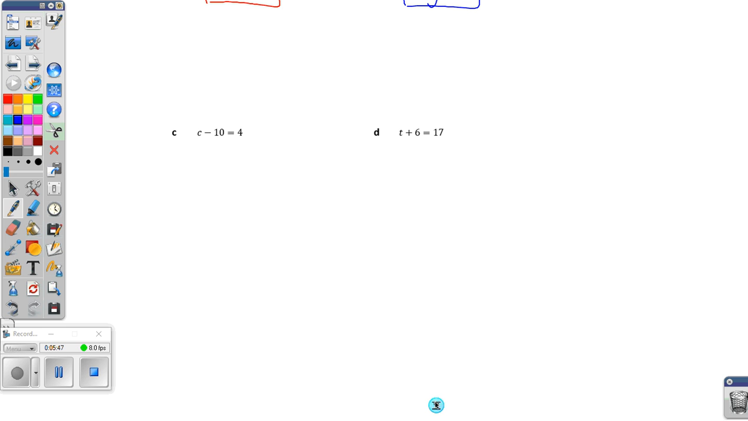So here we have c minus 10 is equal to 4. We want to use the inverse operation. So instead of subtracting 10, we are going to add 10. Negative 10 plus 10, that's 0. So I used the right operation, and I'm going to add 10 to the other side of my equal sign now. So c is equal to 14. All right, so that concludes question C.